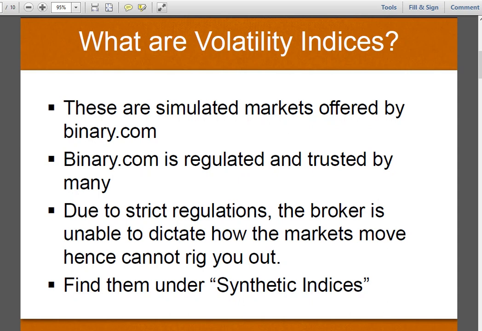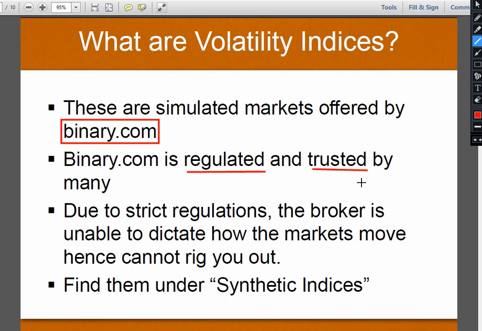Volatility indices are simulated markets that are offered by a broker called Binary.com. Binary.com has many advantages. This is a regulated broker, and the broker is trusted by many traders. I have had an account with this broker for at least 2 years now, and I've traded the regular binary options, volatility indices, and Forex with them, so they are quite a reliable broker.